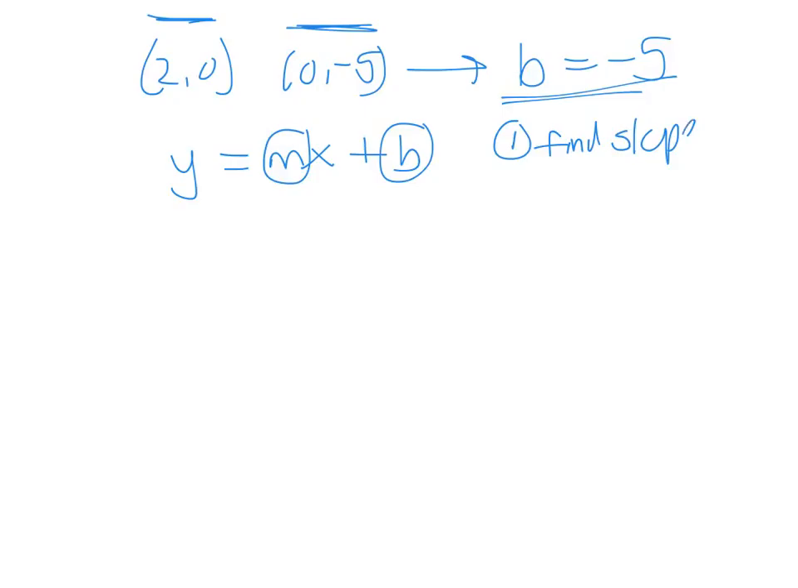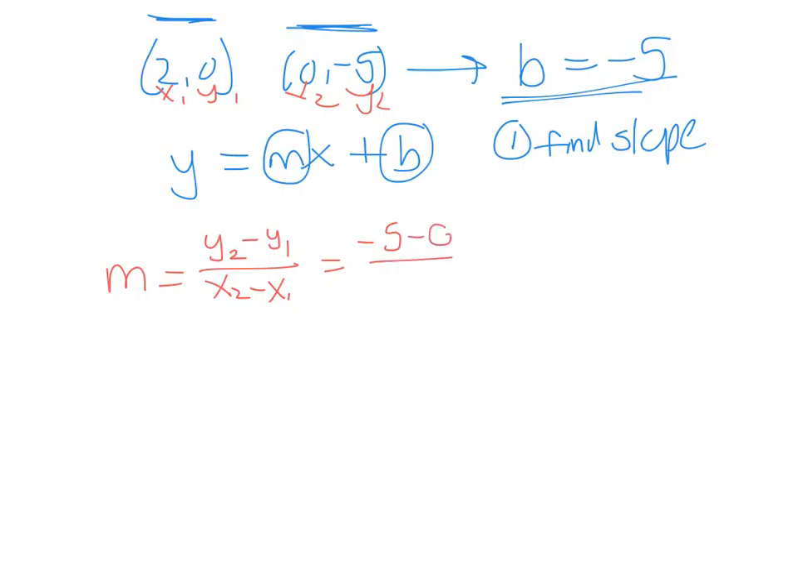And we're going to find slope the way we did in the last problem by saying this is x1, y1, x2, y2. And we write our slope equation, y2 minus y1 over x2 minus x1. Let's fill it in, being careful with our negatives. We have -5 minus 0 over 0 minus 2. That would be -5 over -2, which is the same as +5 over +2.